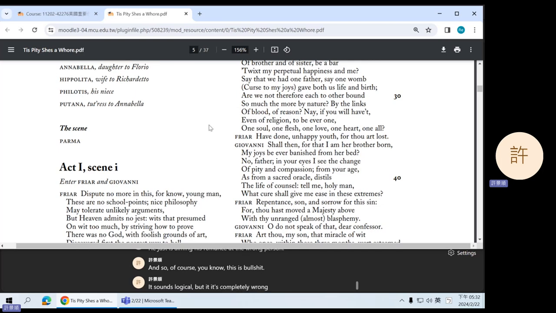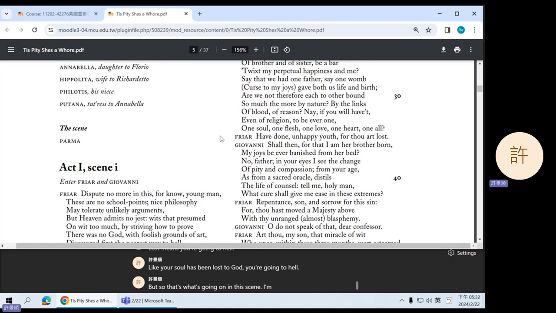So the friar says, "Have done," which means shut up, "unhappy youth, for thou art lost." Lost means you're going to hell. Like, your soul has been lost to God. You're going to hell. So that's what's going on in this scene.